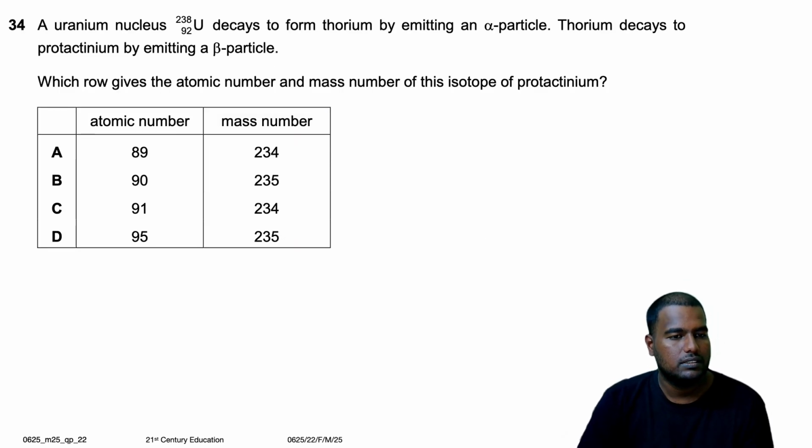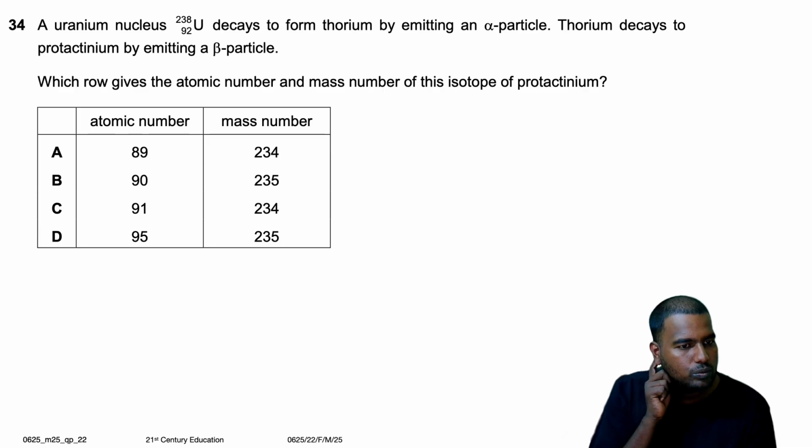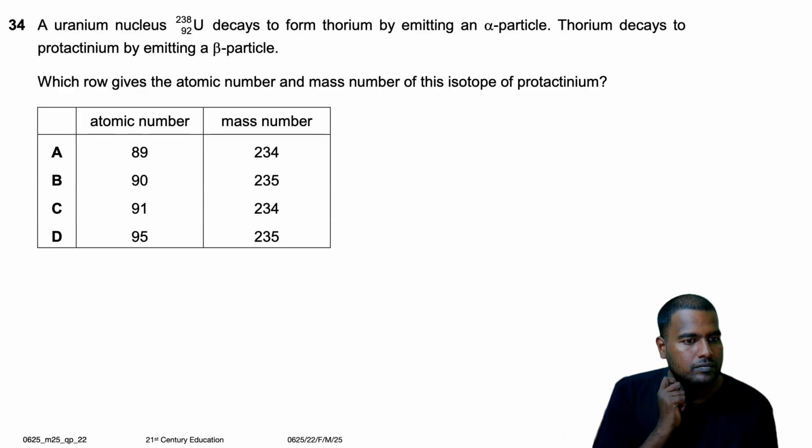Uranium nucleus 92-238 decays to form thorium by emitting an alpha particle. Thorium decays to protactinium by emitting a beta particle. Which row gives the atomic number and mass number of this isotope?